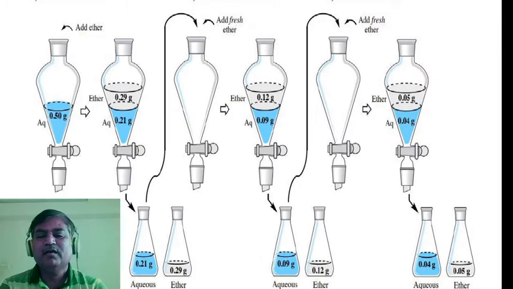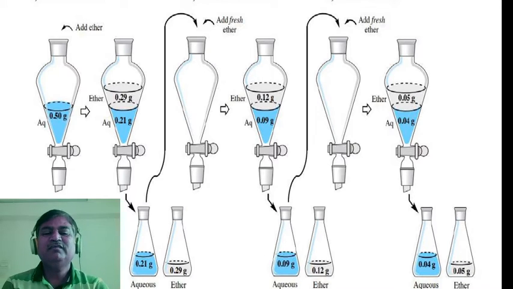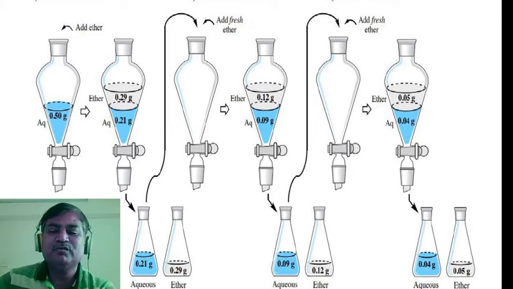Secondly, now the same aqueous phase we have to put in the third separatory funnel, in which the aqueous phase contains 0.21 gram of solute. Then add fresh ether. After adding fresh ether, in the same procedure we have to carry out the extraction process. We have to shake the funnel and then leave it for some time.